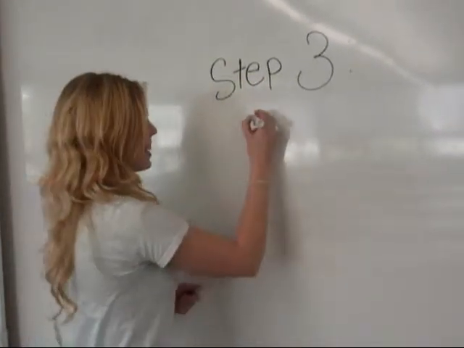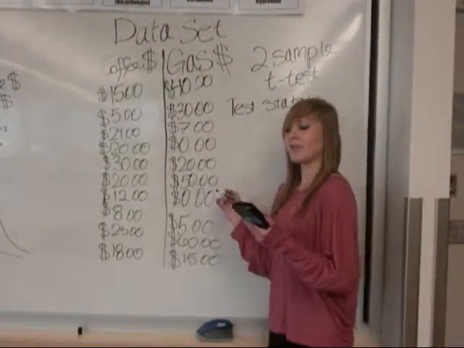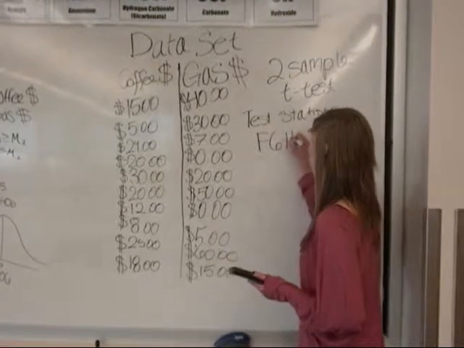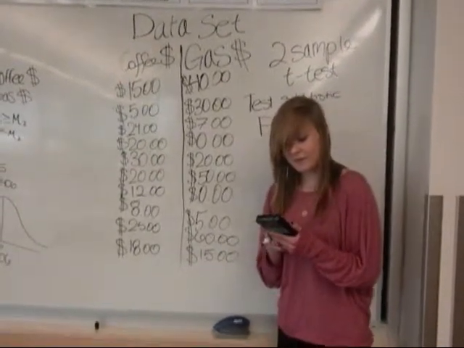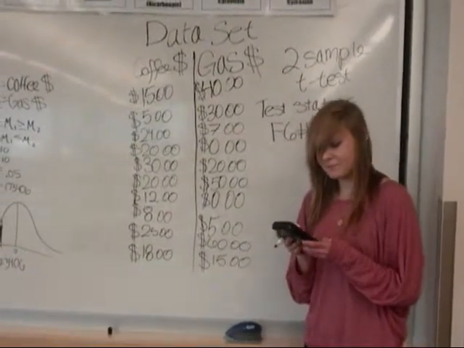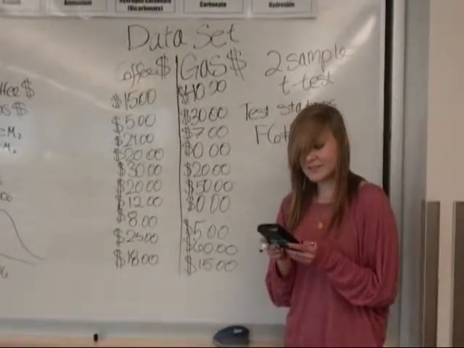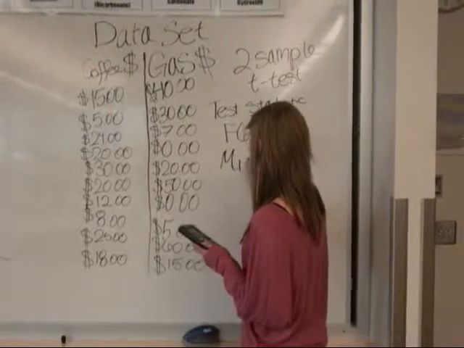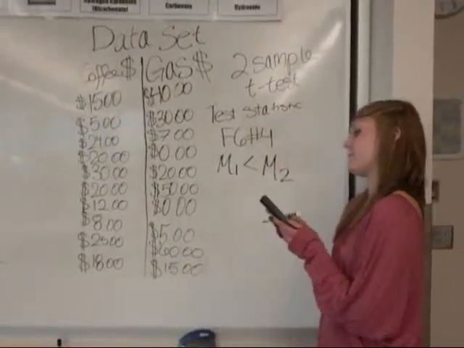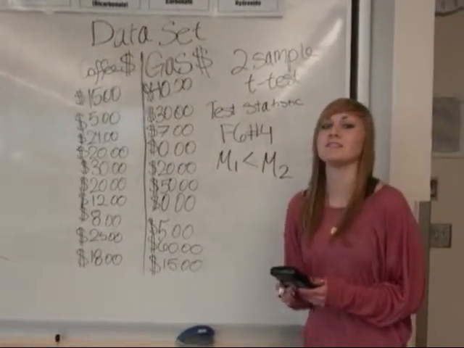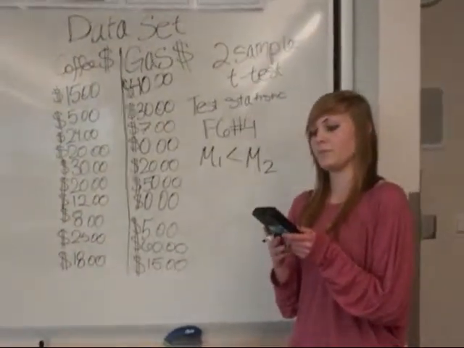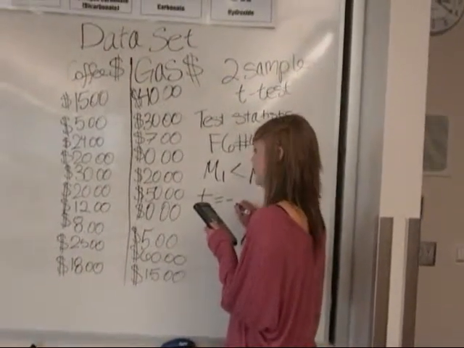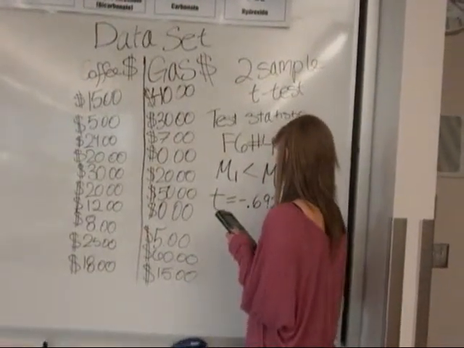Step 3, test statistic. This is our data set, and to find the test statistic, we go F6, number 4, and then you put it on data and put list 1 and list 2 with a frequency of 1 and an alternative hypothesis of mean 1 is less than mean 2. And because the standard deviations are unknown, we put unpooled. And the test statistic equals negative 0.6922.